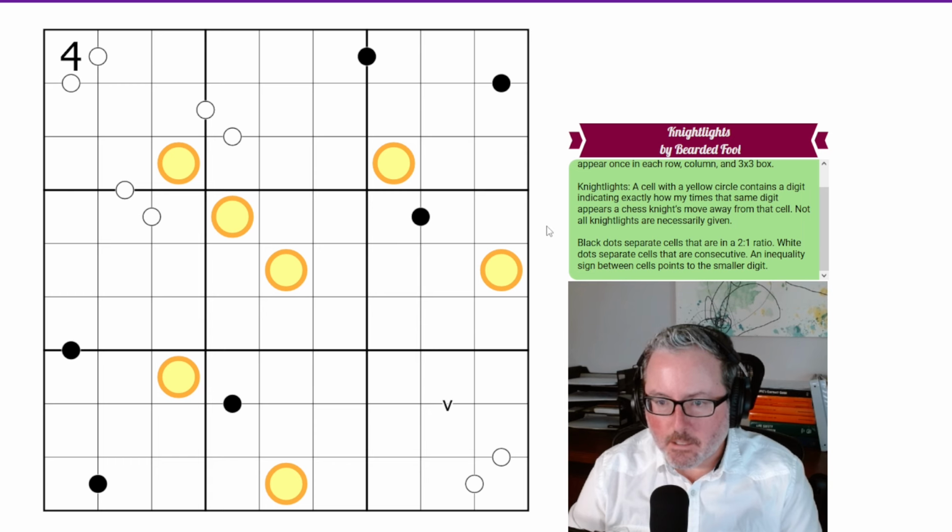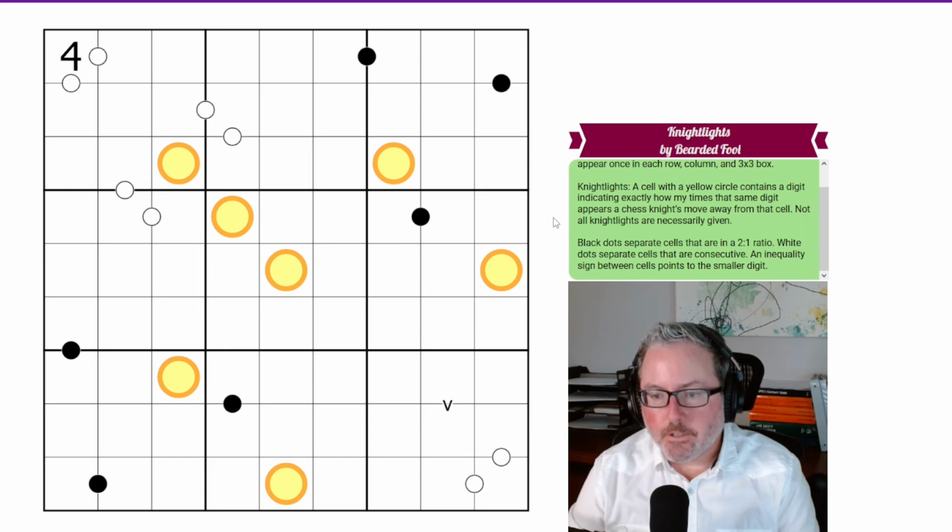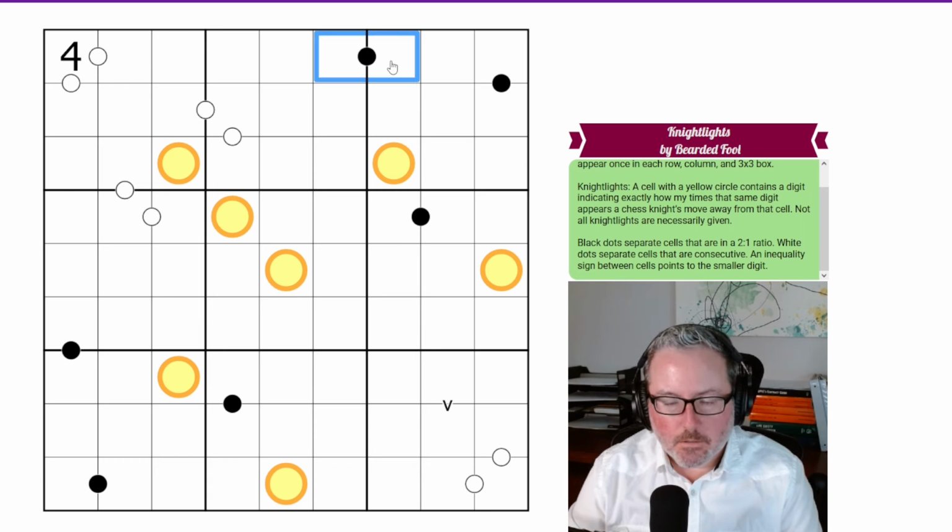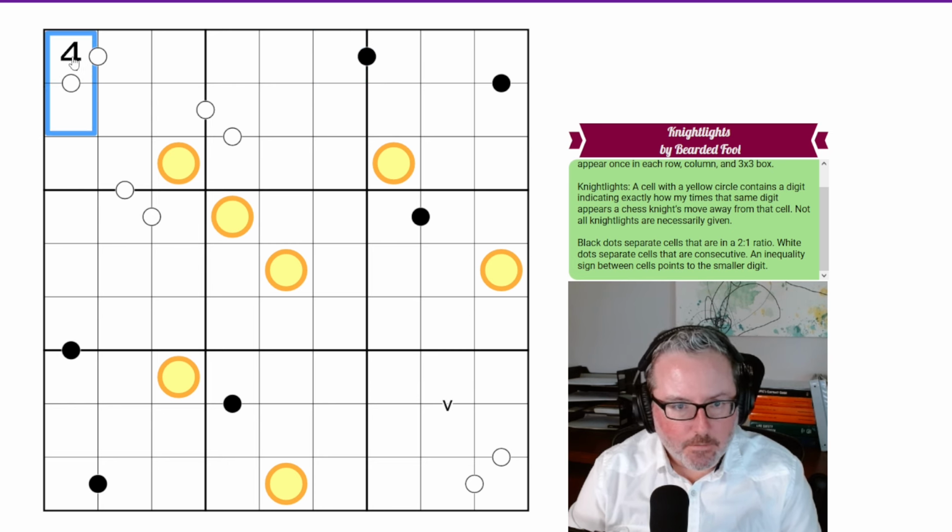We've got black dots that separate cells in a 2 to 1 ratio. So this is Kropki dots. Whatever this digit is, this one has to be in a 2 to 1 ratio to it, i.e. whatever this digit is, this one has to be half or double that digit. Then we've got white dots that separate cells that are consecutive. So here we've got a given 4, so these two digits have to be either 3 or 5 because they are consecutive with 4.